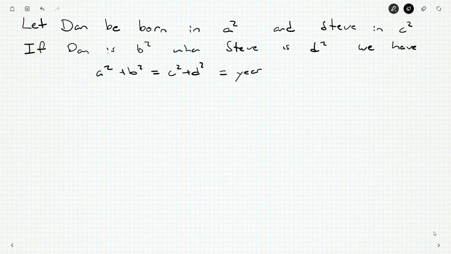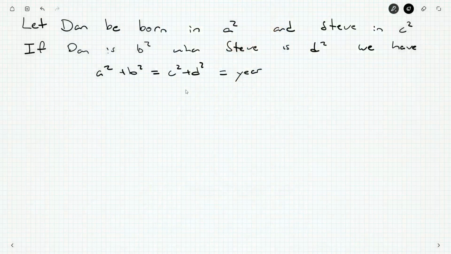So we want a year number that is the sum of two different squares. Now we have some restraints here, because obviously if we just had this one equation, there'd be lots of answers. But we know when Dan was born, so A squared has to be between 1300 and 1400. Steve was born between 1400 and 1500, so that gives us a range of values for C squared. We know both of them have to be less than or equal to 110 for their ages. So both B squared and D squared are less than or equal to 110. And I suspect that will be enough information to narrow things down.